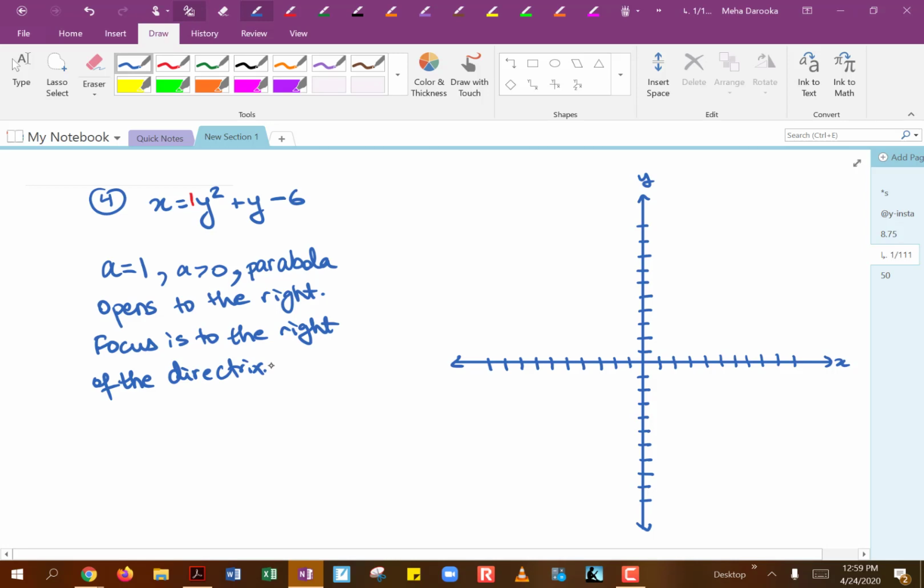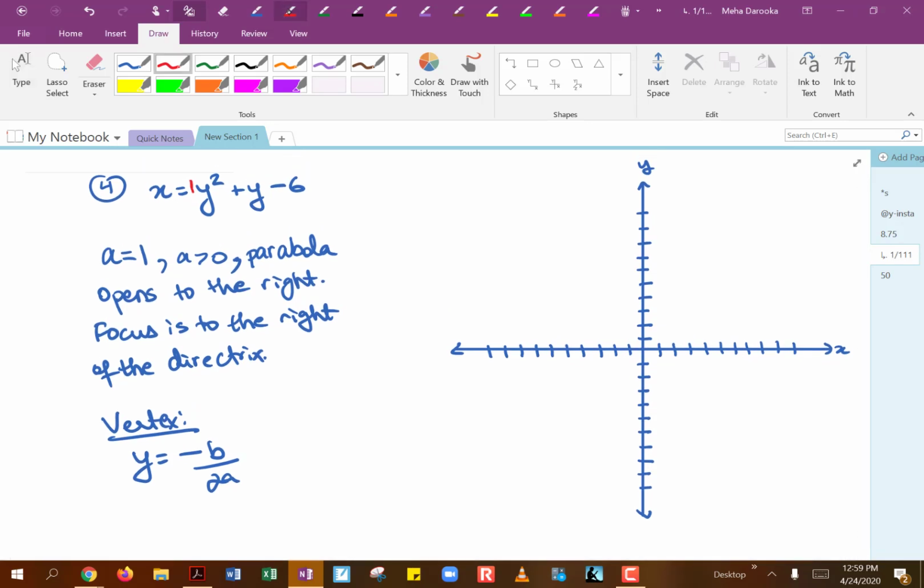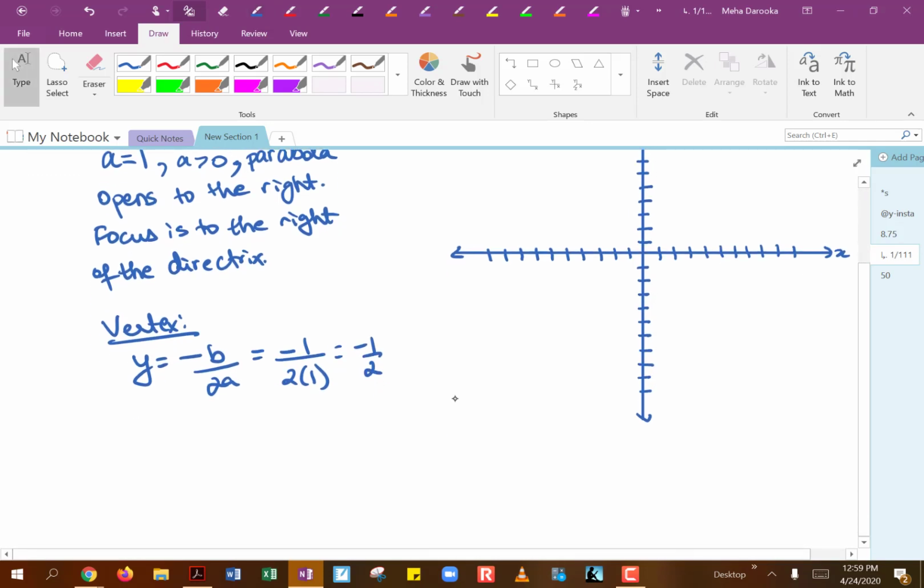Now let's go ahead and find the vertex of our parabola. So remember, since this is a parabola opening to the right, your vertex is going to be y equals negative b over 2a. Of course, you can see our a value is 1. Our b value will also be positive 1. So this will be negative 1 over 2 times 1, which basically gives us negative 1/2.